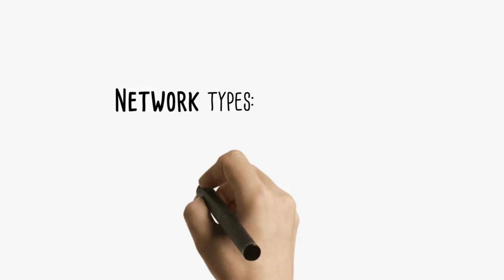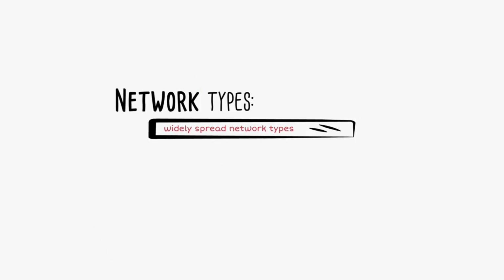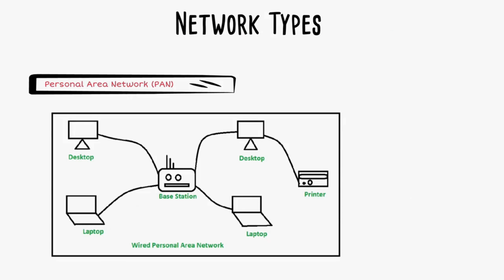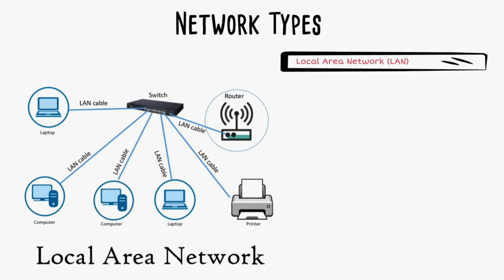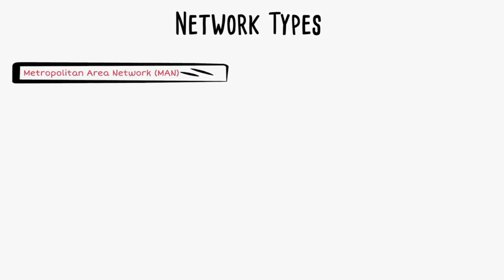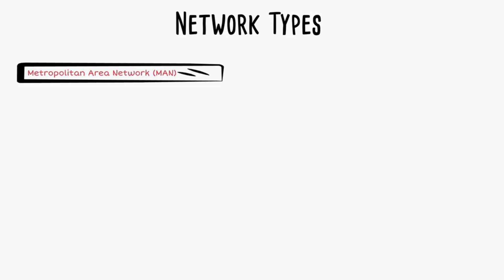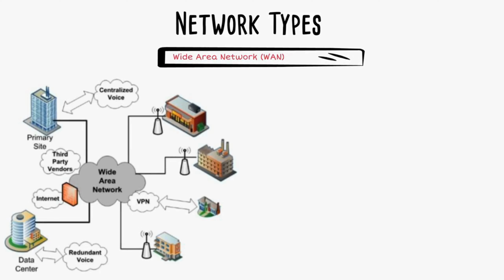Now let's talk about network types. The most widely spread network types are: Personal Area Network, PAN, a tiny personal network like your smartphone connecting to wireless earbuds within a short range. Local Area Network, LAN, connects computers and devices within a building or small area, used to share resources like files and printers. Metropolitan Area Network, MAN, covers a city or large campus area, typically using high-speed fiber optics. Wide Area Network, WAN, spans over large geographical distances, connecting LANs and MANs globally.